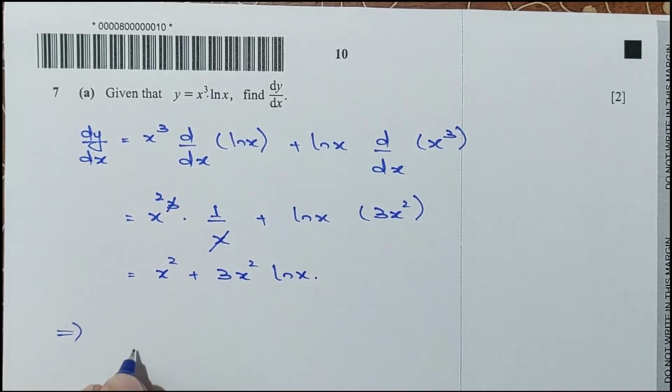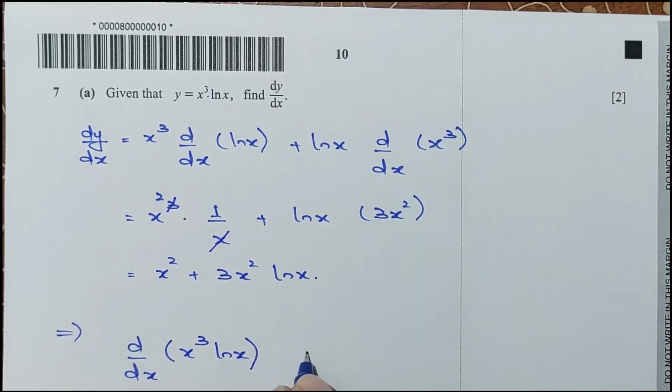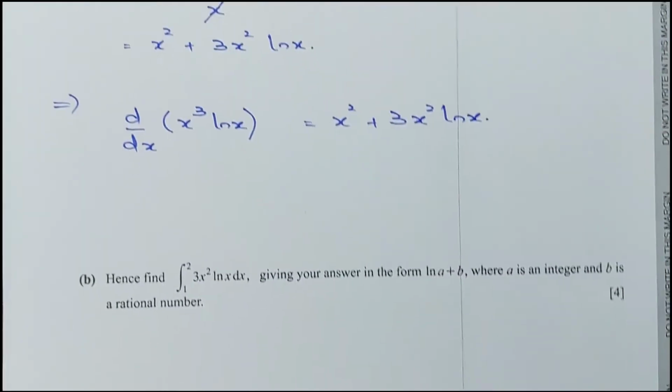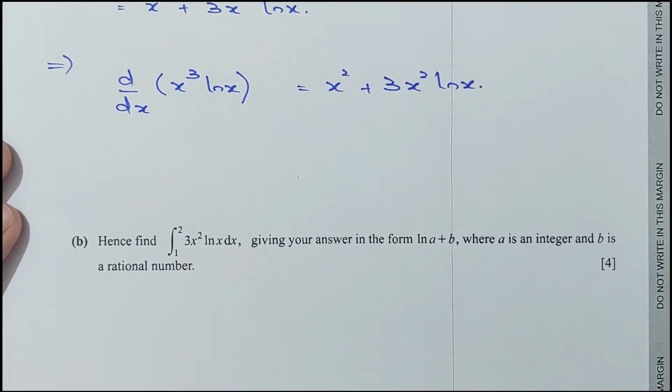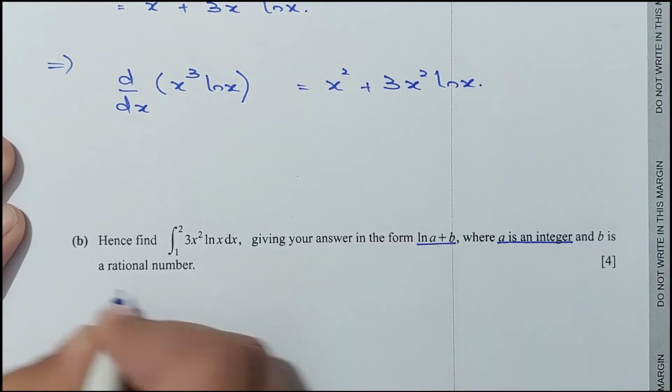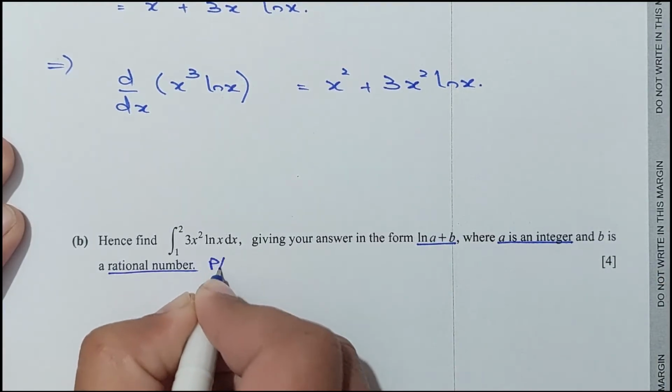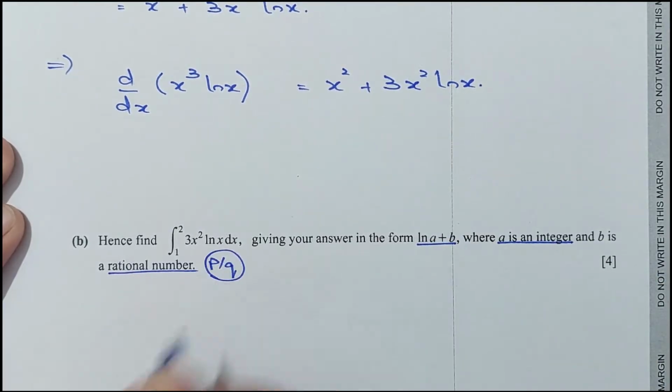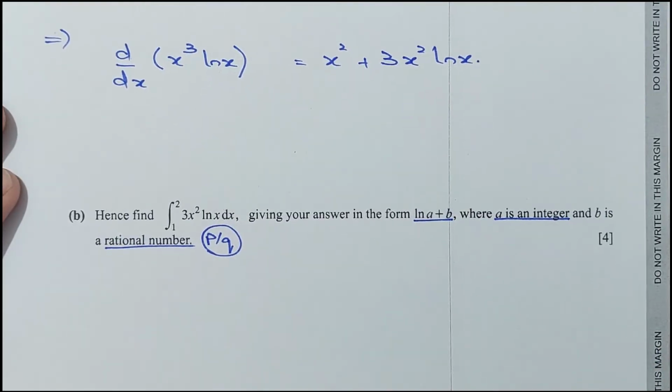Or we can write this down: d by dx of the function x cube ln x is x square plus 3x square ln x, right? Now for part B, hence find the integral, giving your answer in the form of ln a plus b, where a is an integer and b is a rational number in the form of p by q. b must be in the form of p by q. a can be an integer, it can be a positive or negative number.